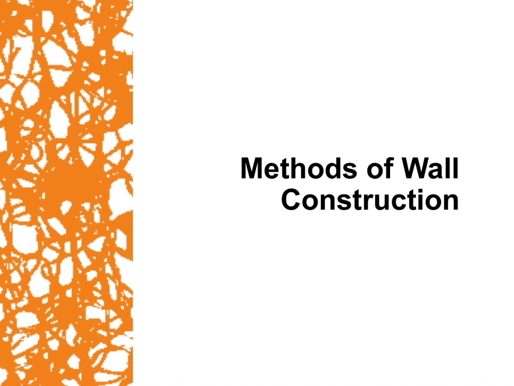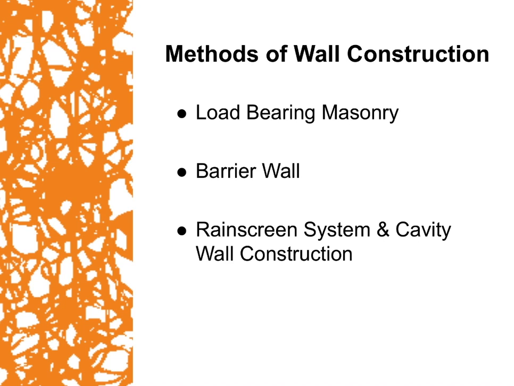Methods of wall construction. When talking about methods of wall construction, there are three main methods that are used today. The first being load-bearing masonry wall, the second, barrier walls, and the third, Rainscreen systems and cavity wall construction.